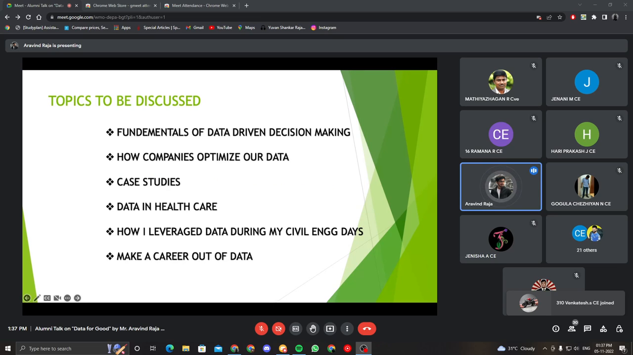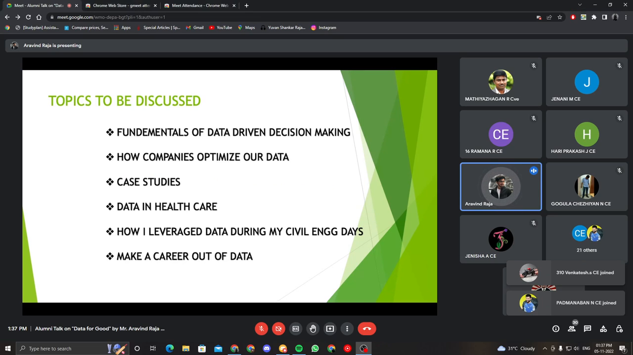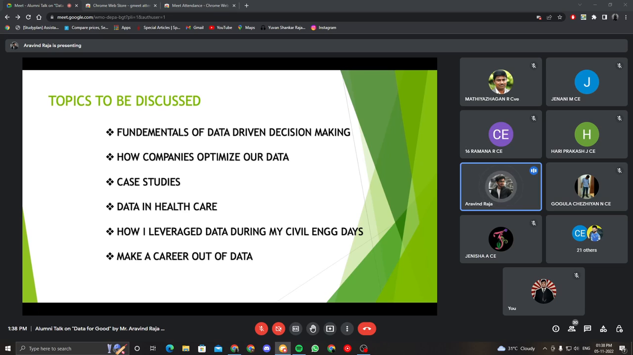These are the topics we are going to discuss today as part of the talk. First, I'll take you through the fundamentals of data-driven decision making: how it is done, what steps are usually followed to arrive at insights, and what the basic difference is between data-driven decision making and instinct-based decision making.